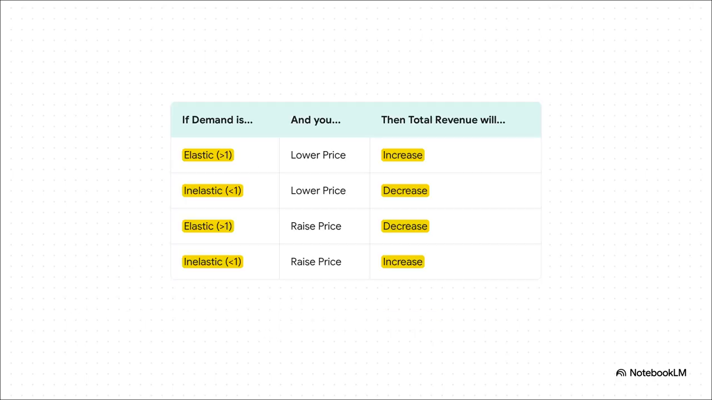And this brings us to the total revenue test. This is a guaranteed topic for your exam, so you really need to memorize these relationships. The key takeaway is that the right pricing strategy depends entirely on whether your demand is elastic or inelastic.